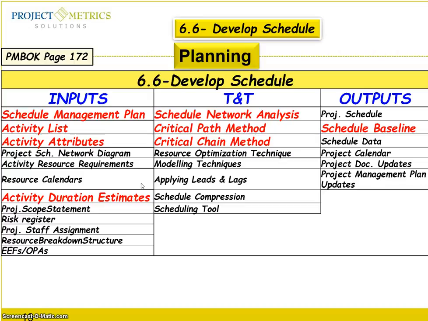In terms of the tool and technique, I'd like you to pay attention to schedule network analysis, critical path method, and critical chain method. I'd like you to know the difference between both. And the output here, the main output is the schedule baseline. You're going to get the project schedule data, the project calendar, and you are going to update the project documents. You are going to update the project management plan. So when you develop the schedule, pay attention that the main output is the schedule baseline.